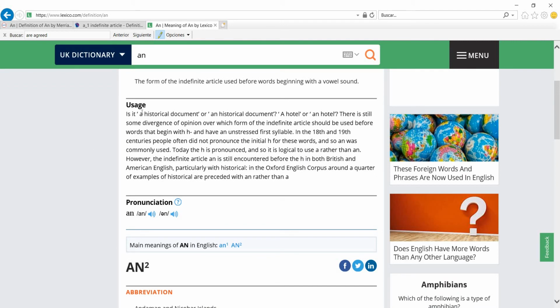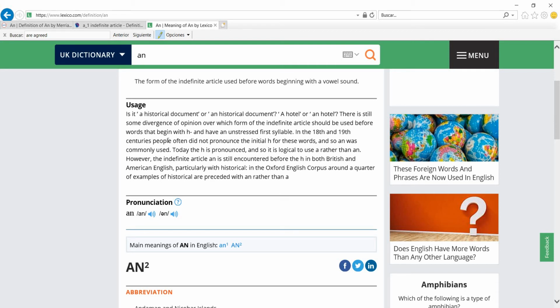I would like you to know that when you pay attention to one of these usage boxes, they have somehow ditched the use of italics when you need to single out a word. Is it a historical document or an historical document? A hotel or an hotel? I should have said an historical. There is still some divergence of opinion over which form of the indefinite article should be used before words that begin with H and have an unstressed first syllable.